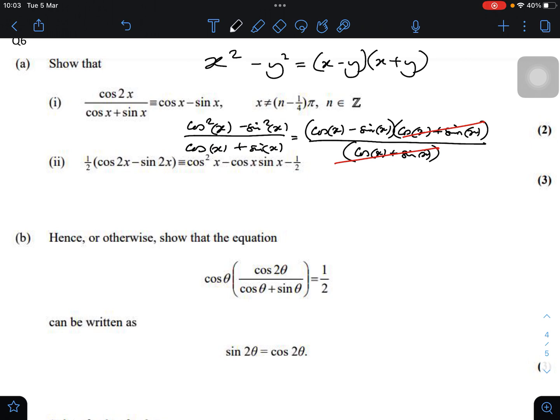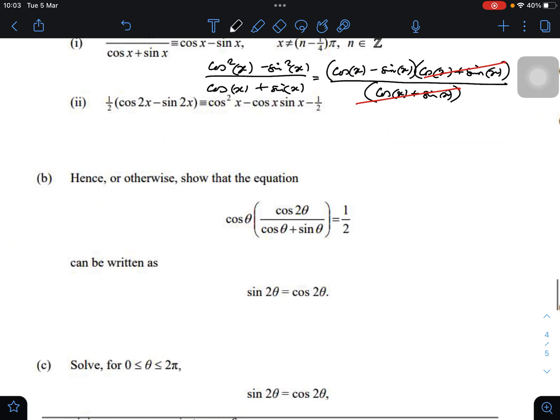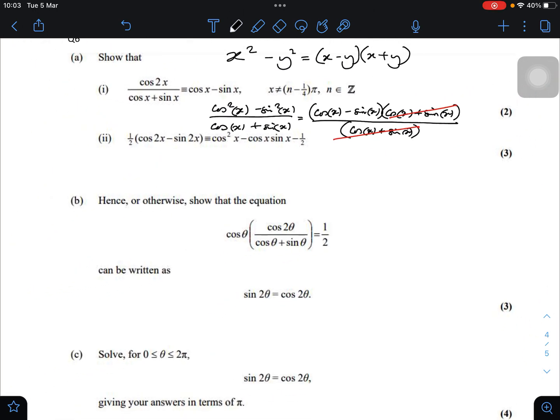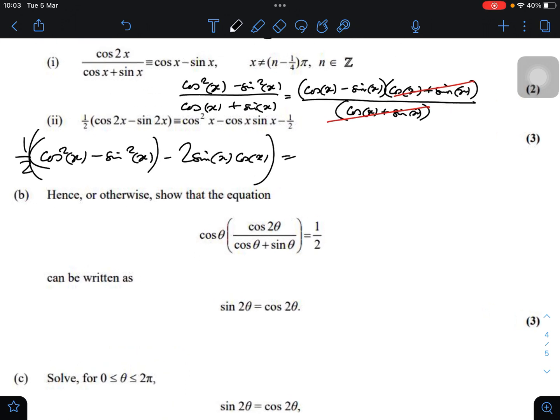That's a little bit more tricky. We're going to use the double angle formulas on the left-hand side, I think, to get across to the right-hand side. So if we do a half, cos squared x minus sine squared x, and we just start going for it, and then we'd have minus a half. Actually, I'm going to take my half outside of the whole lot for now. Minus 2 sine of x cos of x.